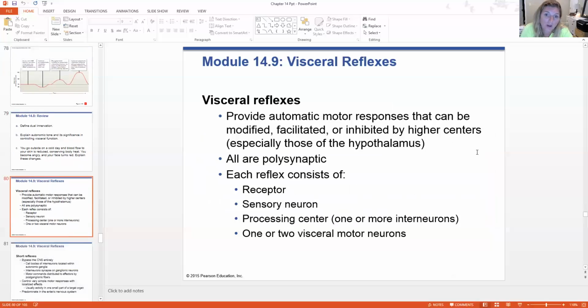Visceral reflexes provide automatic motor responses that can be modified, facilitated, or inhibited by those higher centers of the brain, specifically the hypothalamus, just like our spinal reflexes. So they're polysynaptic, unlike most of our other spinal reflexes, which are monosynaptic. Each reflex consists of a receptor, sensory neuron, processing center, and 2 or more visceral motor neurons.